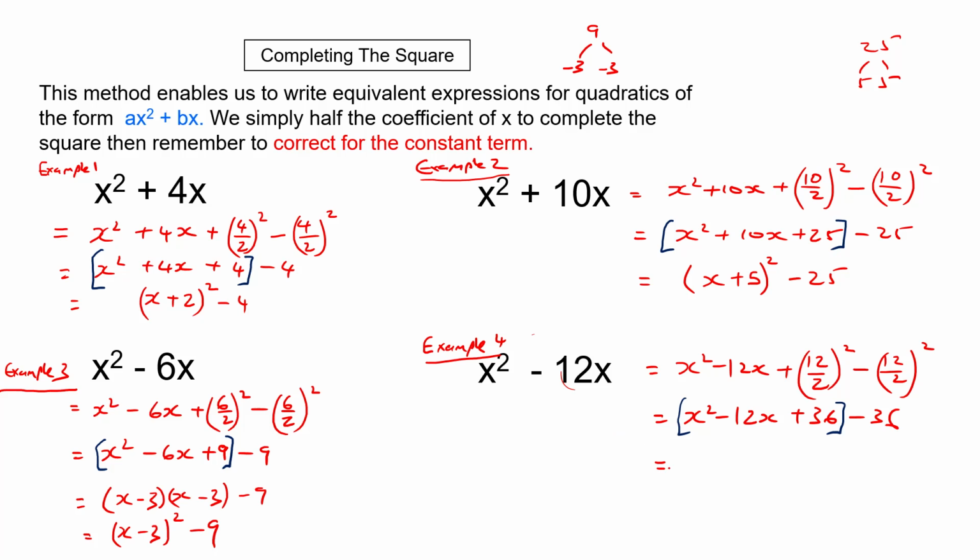So that's equal to, if I factorize that, I think we get the gist of it now. The square root of 36 is 6, but it's going to be minus 6 times minus 6 because we've got minus 12x there. So minus 6 squared minus 36.